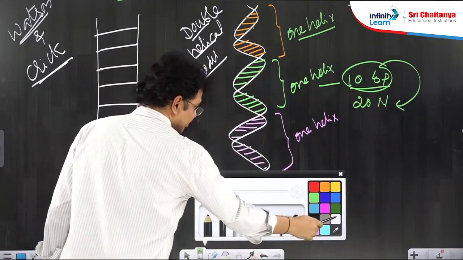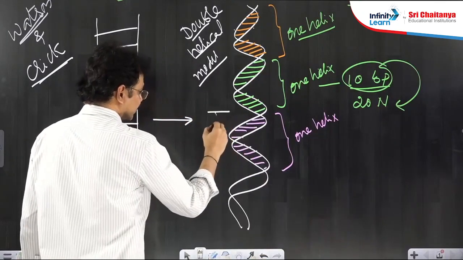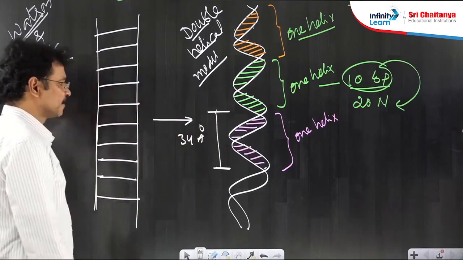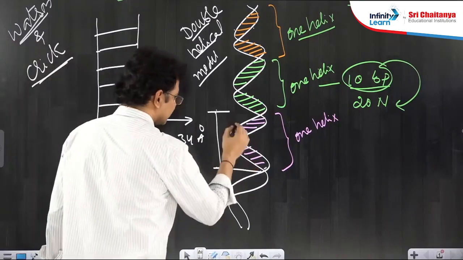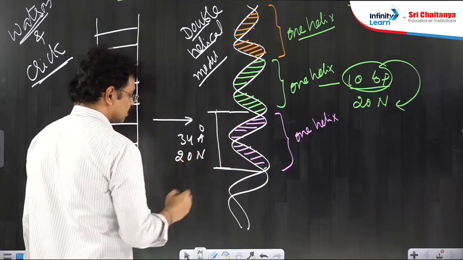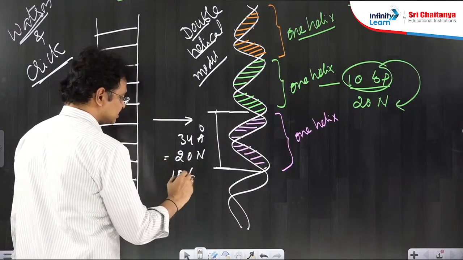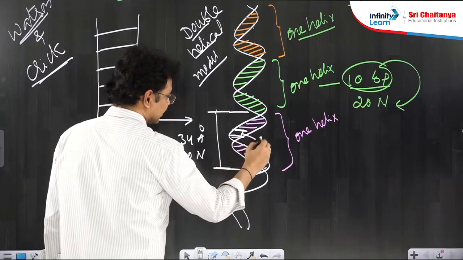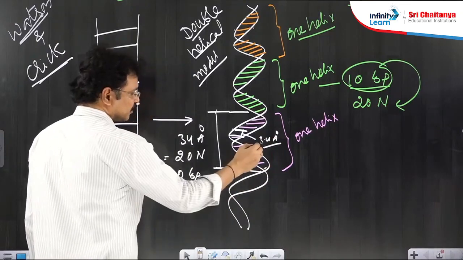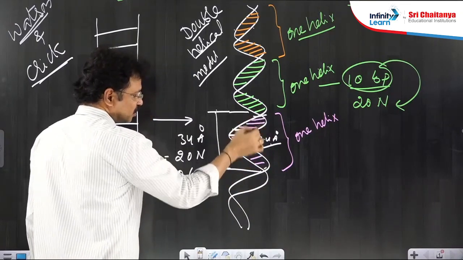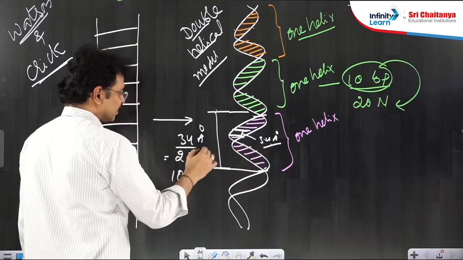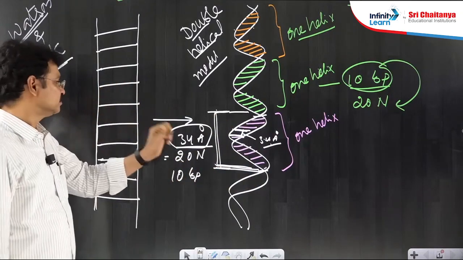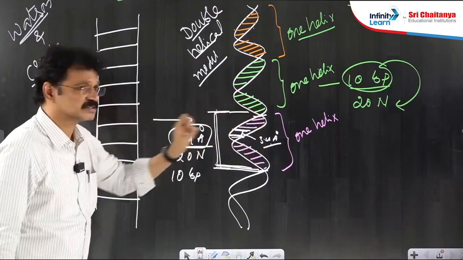The length of this DNA molecule, from here to here, the length of the entire coil is 34 angstroms. Within this 34 angstroms length, 20 nucleotides, equal to 10 base pairs, are there. Then we can guess the distance between two adjacent base pairs is 3.4 angstroms. Within a coil 10 base pairs are there, so 10 into 3.4, the final length of each coil is 34 angstroms. Getting the idea? From here to here it is one helix.